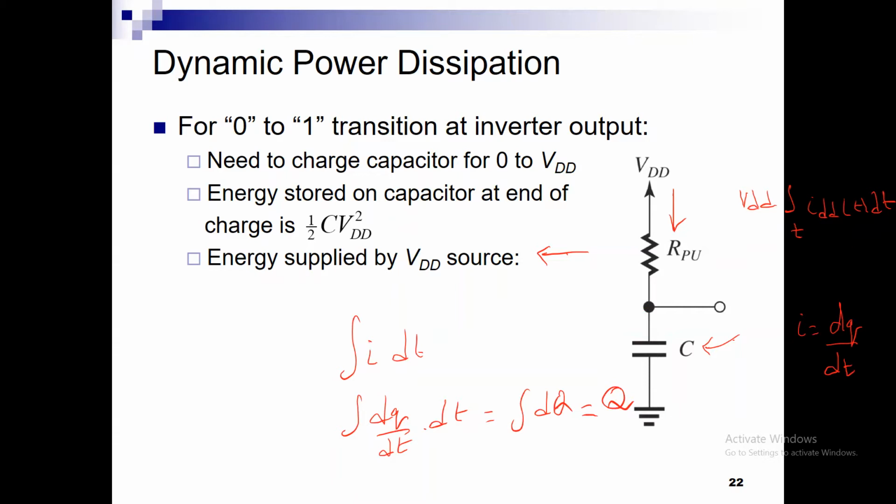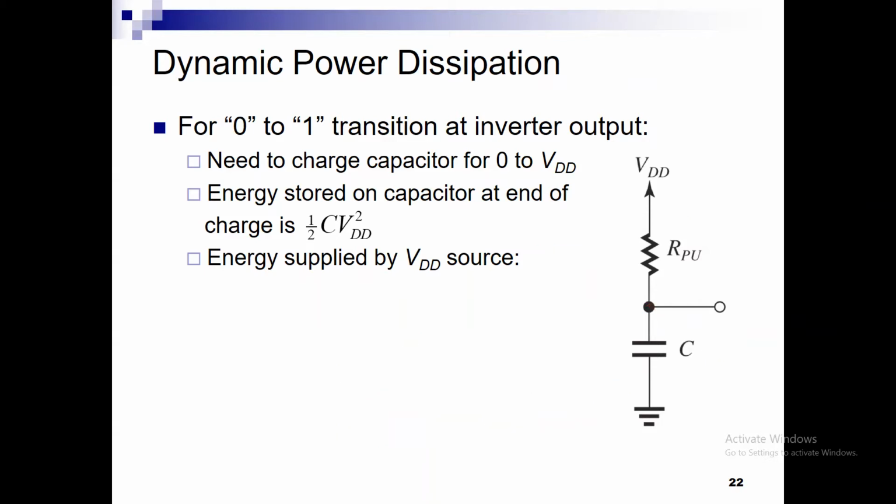Why? Because the capacitor started with 0 charge and it ended up with a charge equal to what? What is V final on the capacitor? It's going to be equal to VDD, because the capacitor is like a reservoir. I have an RC time constant now.